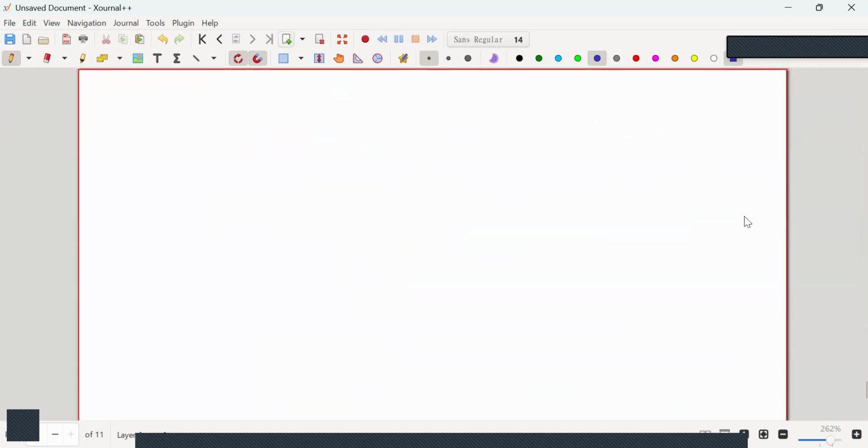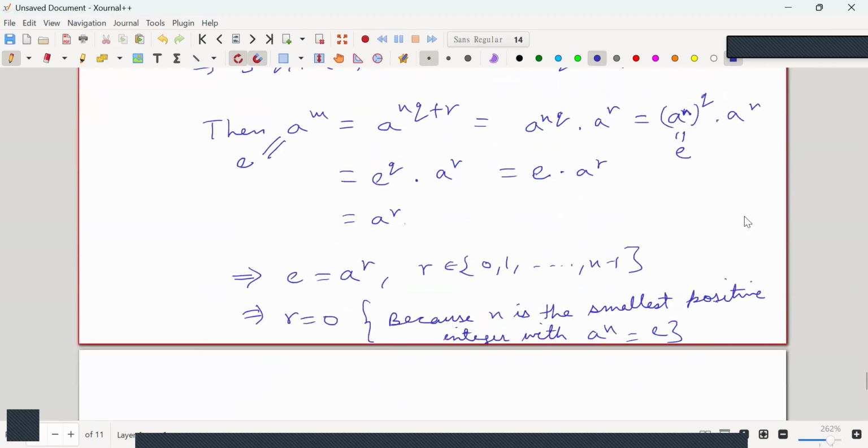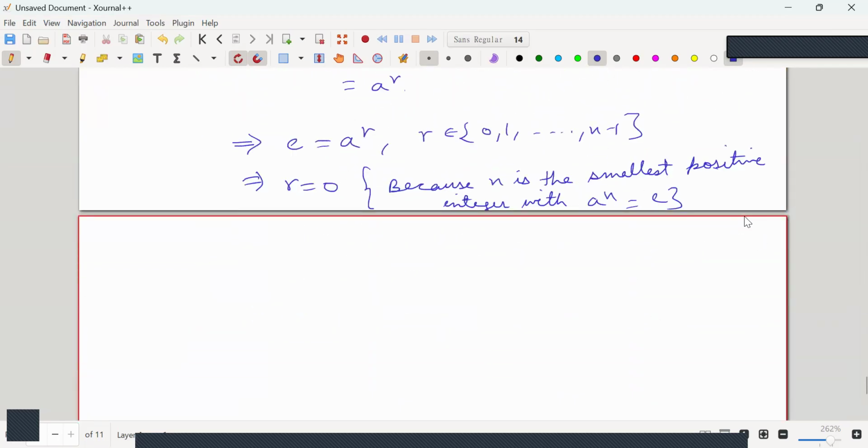But we know that m is nq plus r. So m is just nq because r is 0. And that implies that n divides m.